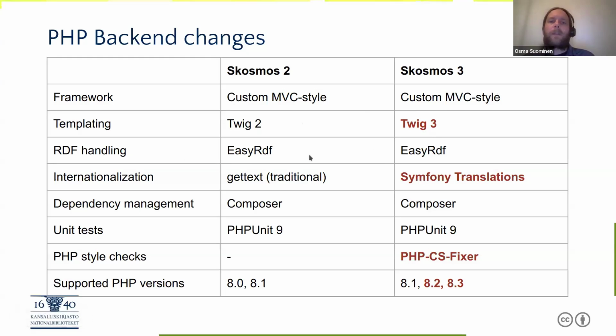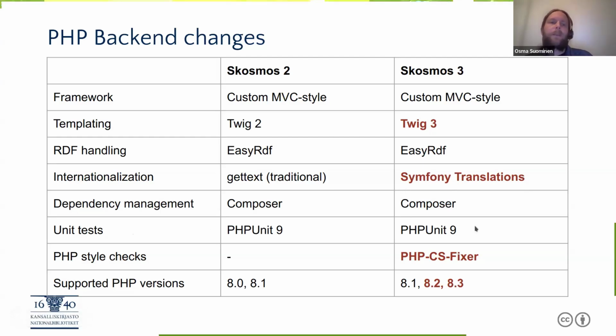For RDF handling, we use EasyRDF as before. For internationalization, we have been using the traditional getText functionality in PHP, which is very, very traditional. It comes from, I don't know, decades ago, GNU operating systems. And it works quite well, but it's a little clunky to work with. So for Skosmos 3, we're switching to Symfony translations, which is a component of the Symfony framework. For dependency management, we're still using Composer.